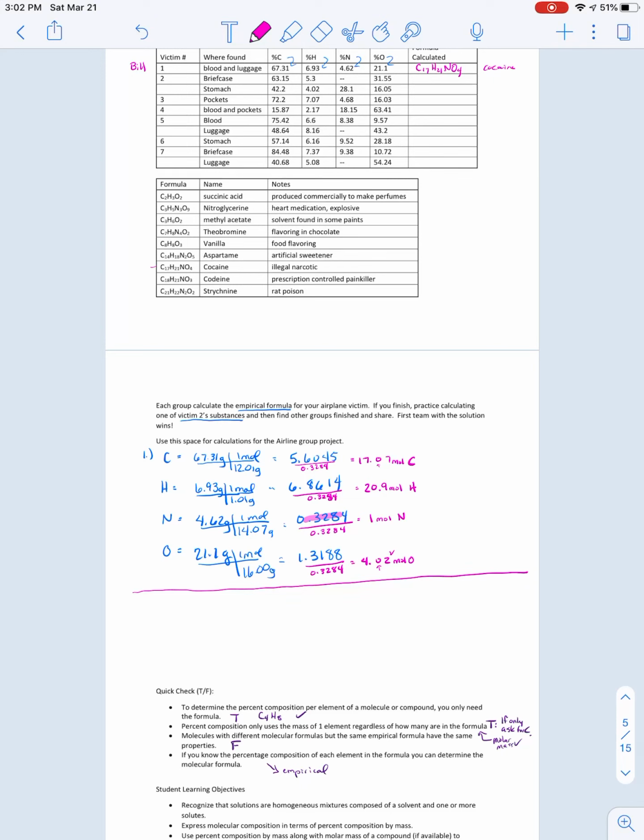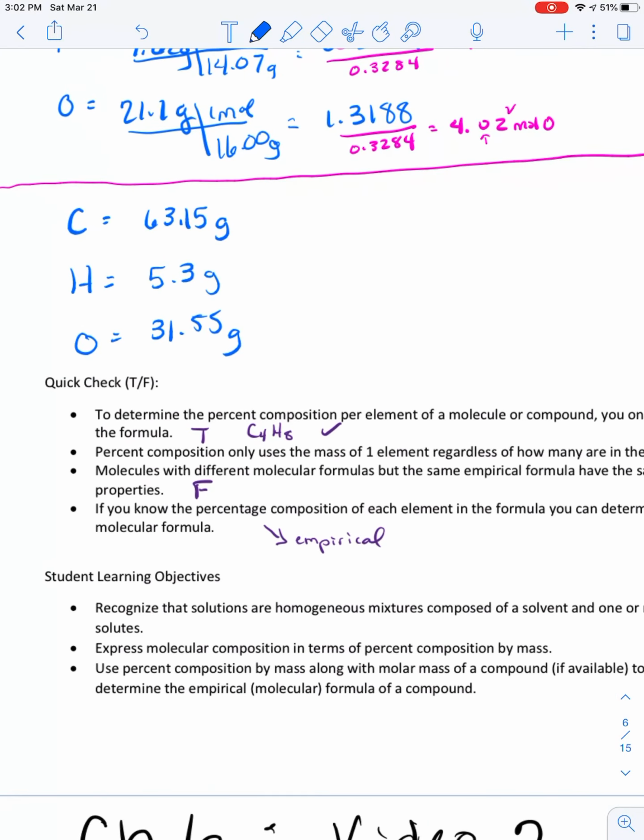I also want everyone to practice number 2. If you can practice, then you should practice both types. You switch back to blue. I'm going to do one of the number 2s. So again, I'm going to write the numbers down. I'm just going to do the top one. So 63.15 grams. Hydrogen is 5.3 grams. Oxygen is 31.55 grams. Again, stop the video, pause it, work these ones out.